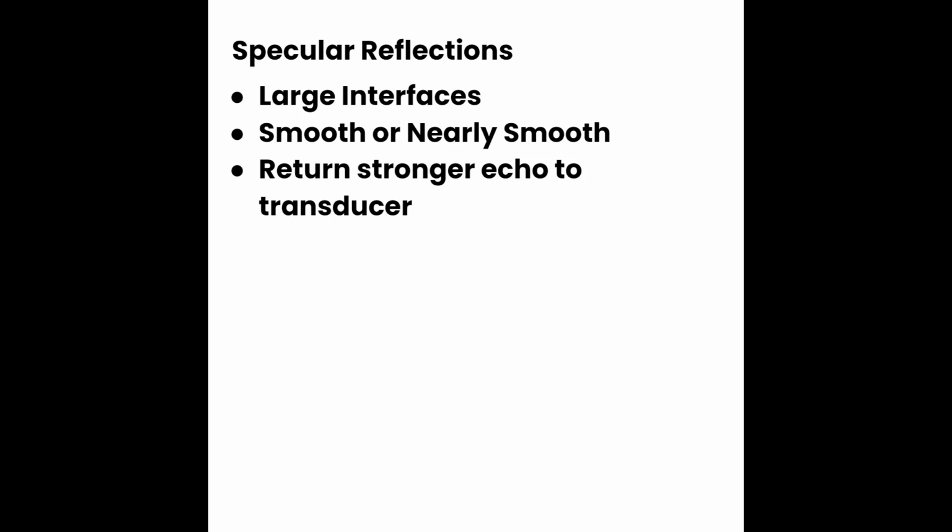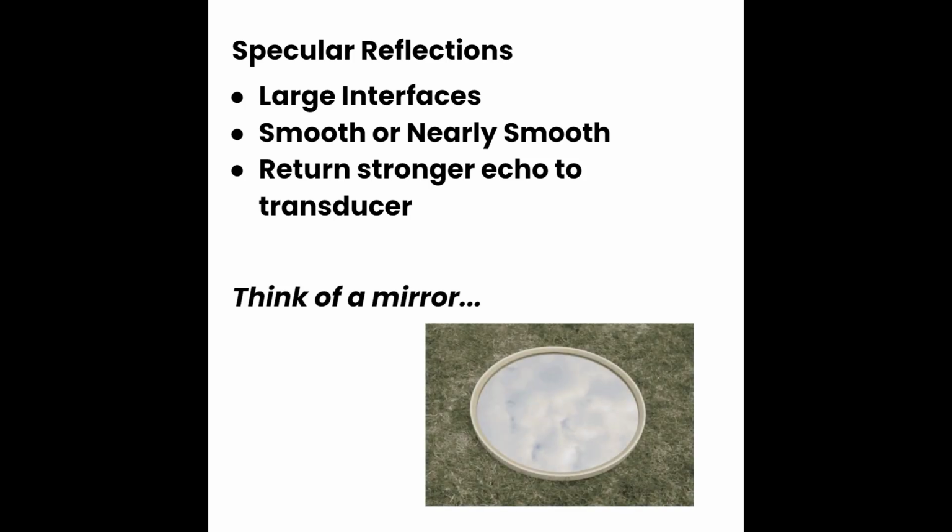A true specular reflection occurs when a wave strikes a boundary that is smooth and flat, so think of a mirror. And just like in the mirror, you cannot see a reflection unless you are directly in front of it. So like the mirror, the angle at which the wave strikes the surface will matter. And we'll talk more about this when we talk about the physics of incidence.